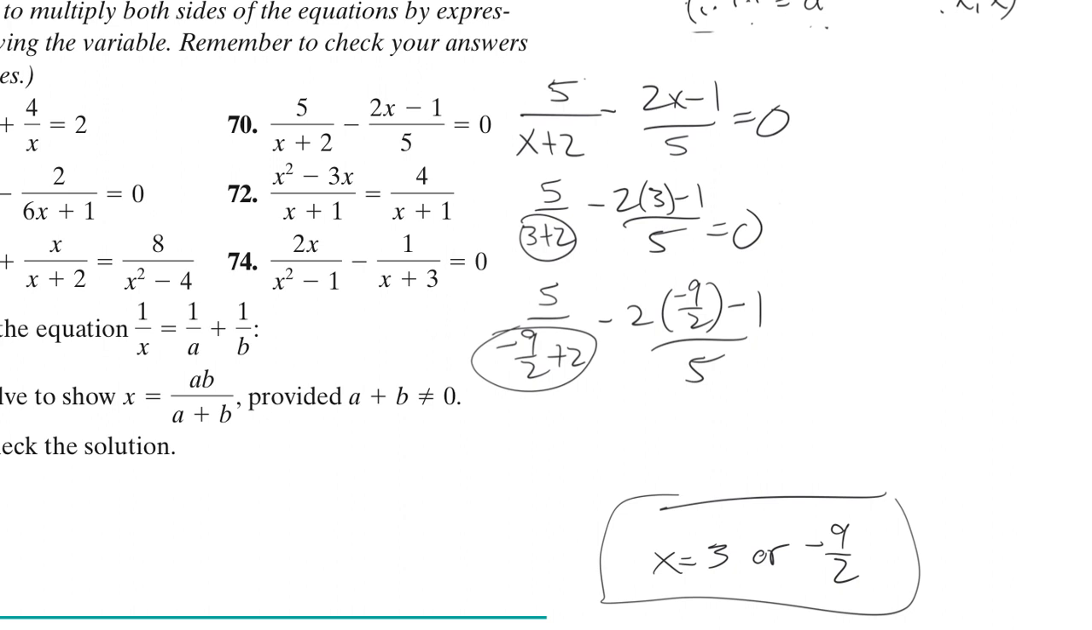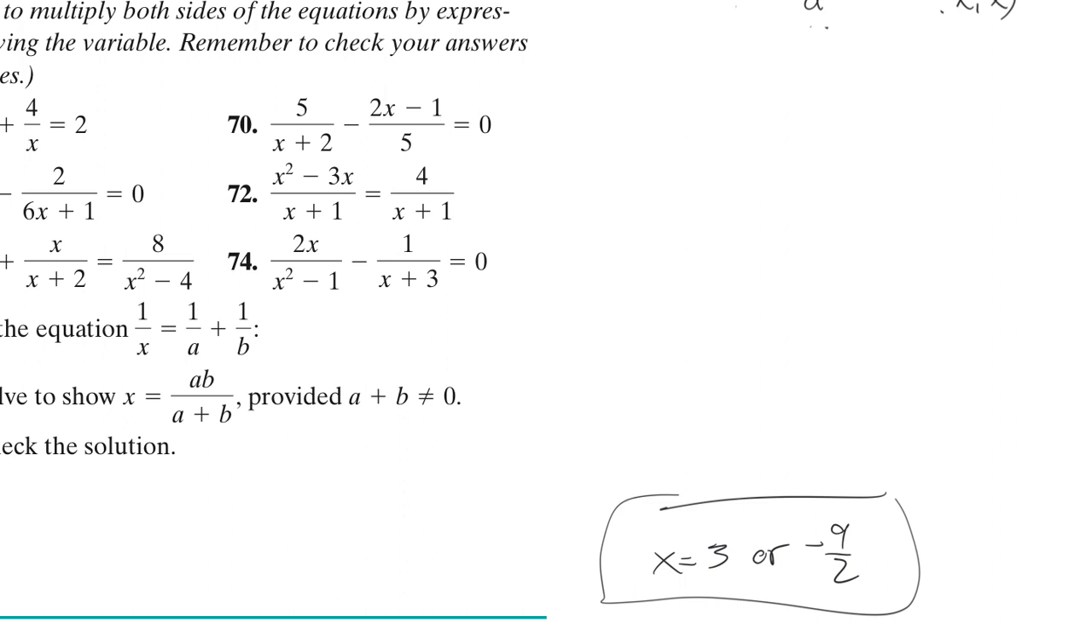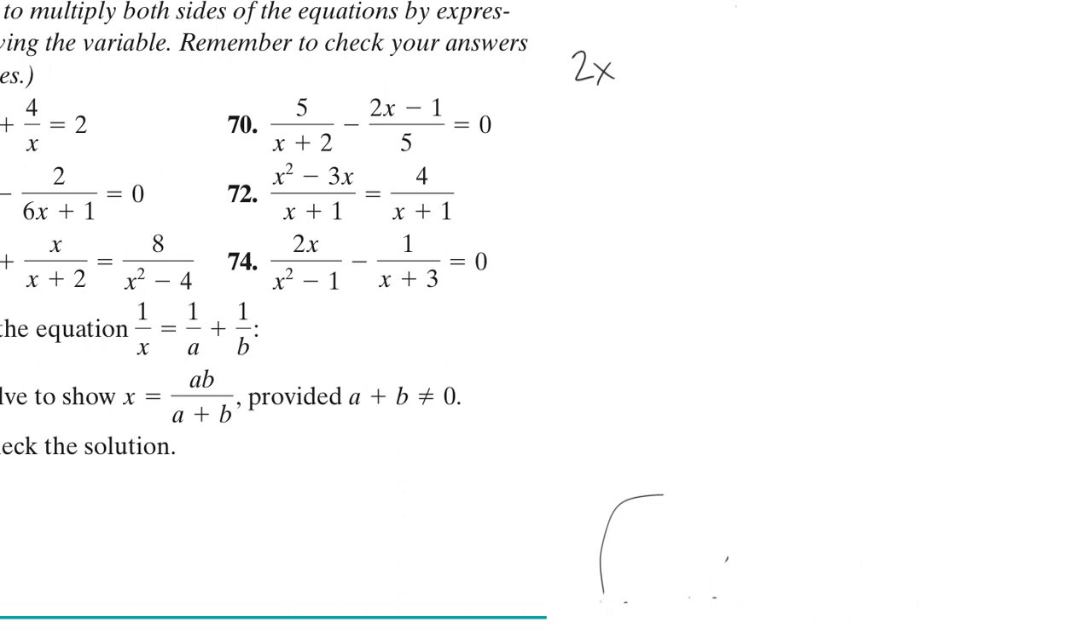Let's try to find one that they're going to try to trick us on now. I'm feeling like maybe 74 might do it. So number 74. Let me erase the answer to this too. Okay. So 2x over x squared minus 1 minus 1 over x plus 3 equals 0.